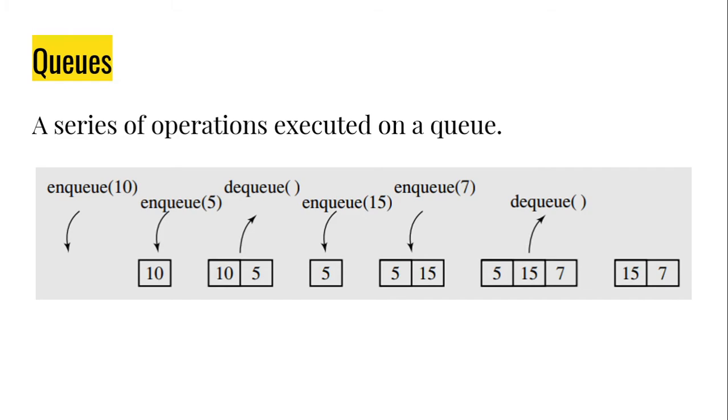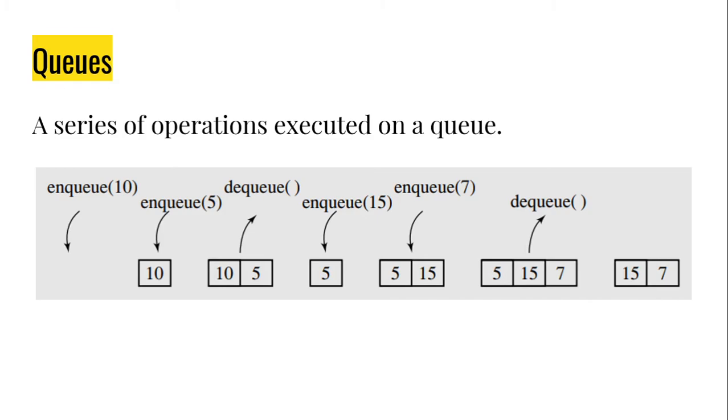So integer 15 will be inserted at the end of the queue, and then we have another enqueue to insert the integer 7. The integer 7 will now be inserted at the end of the queue. As of the moment, we have three elements in our queue. The current front element is 5, followed by integer 15, and integer 7 at the back of the queue.